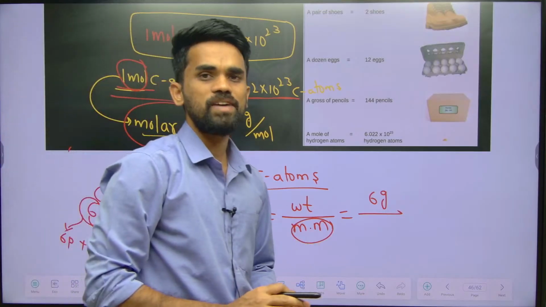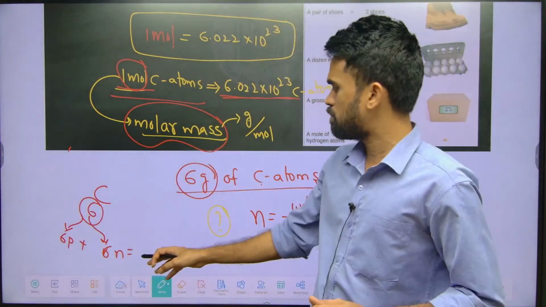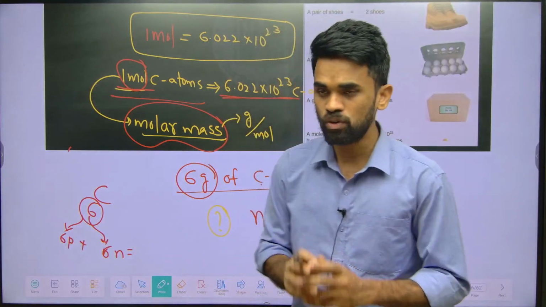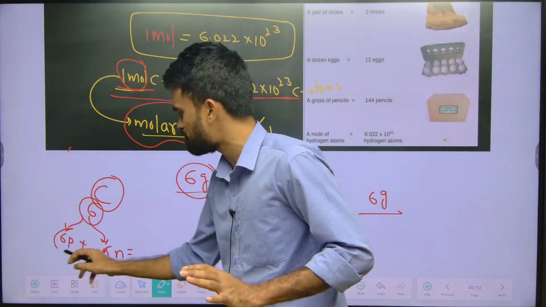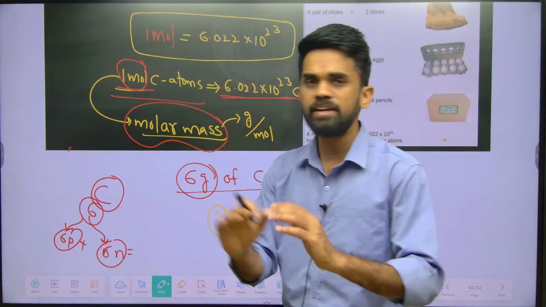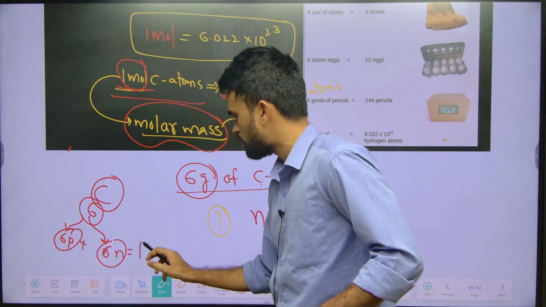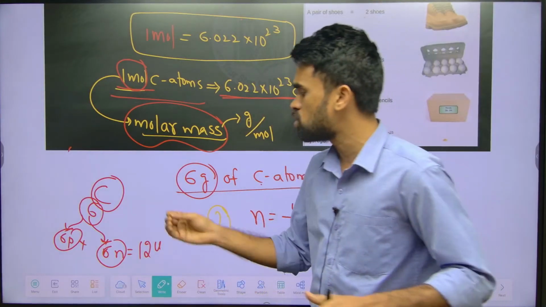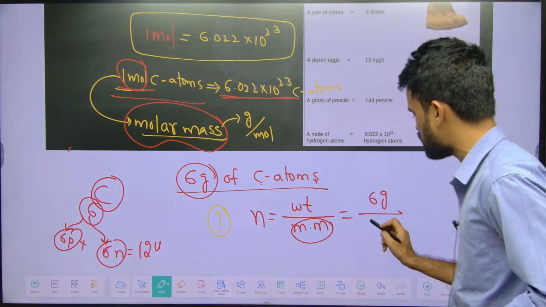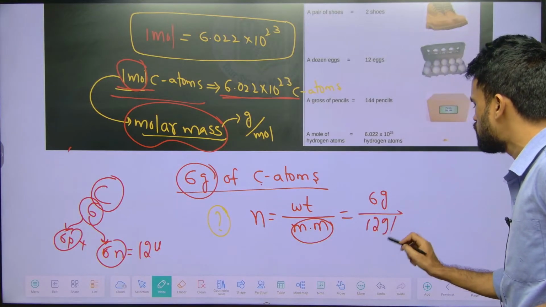But the mass of electrons is very less compared with the mass of protons and neutrons. Therefore, whenever we are calculating the mass of an atom, just consider the number of protons plus neutrons. Add them, so this will be 12 units. So 12 units you will get. Even the molar mass is 12 grams. How much molar mass for carbon? It is 12 gram per mole.